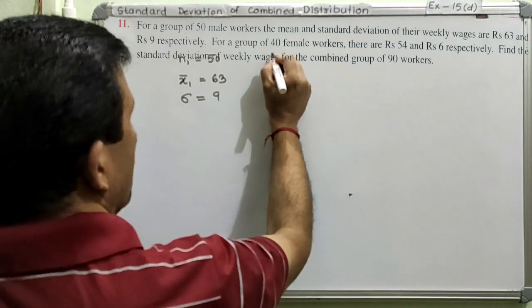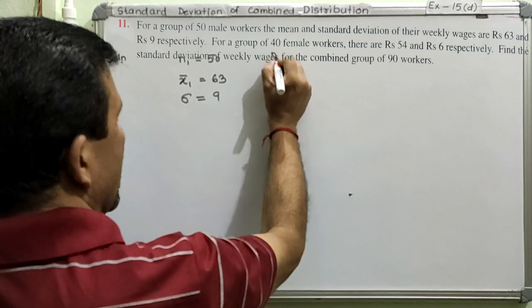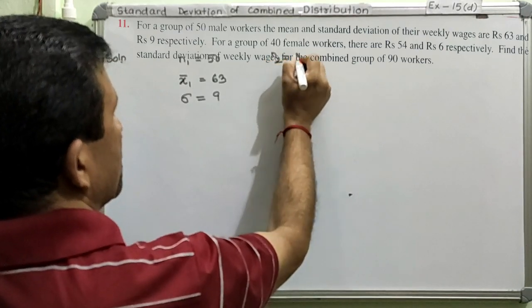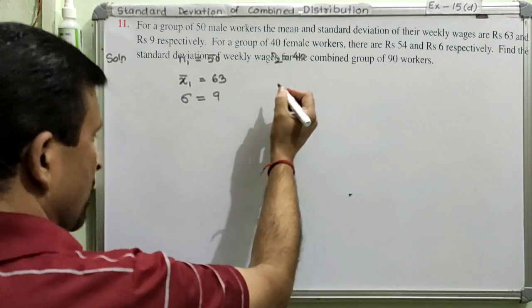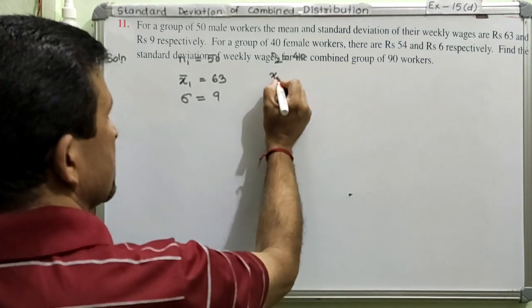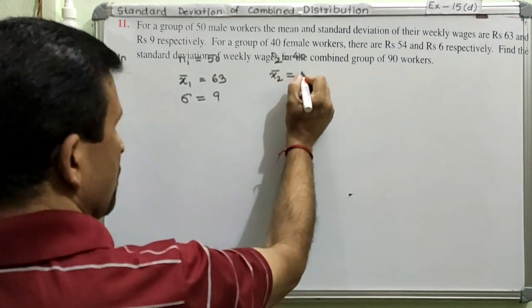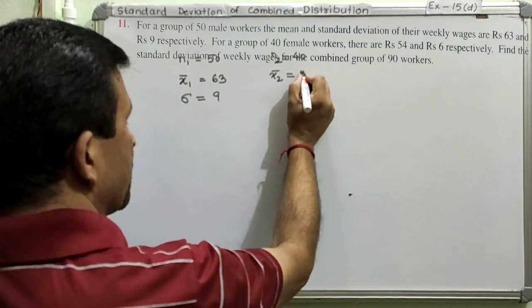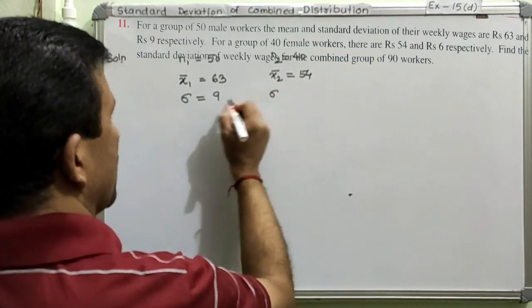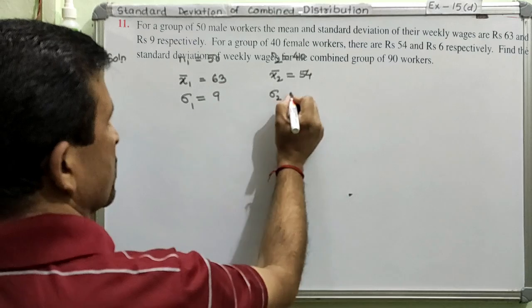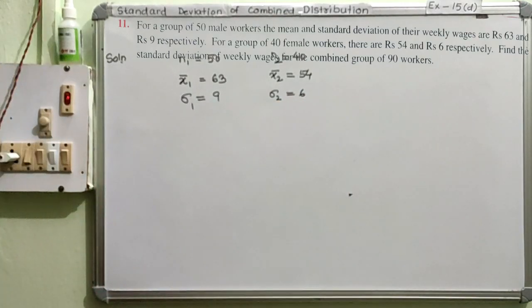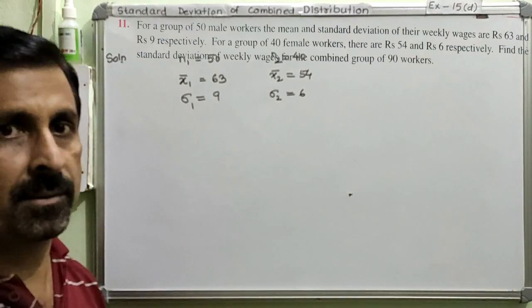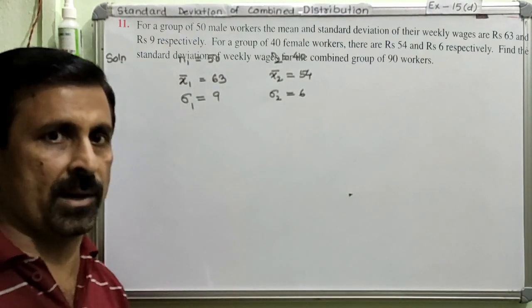We have another group of 40 women, so N2 is equal to 40, and the mean of this group is 54, and the standard deviation of this one, this is sigma 1, this is sigma 2, is equal to 6. Is it alright? Now we have to find out the standard deviation. So directly the question is to find out the standard deviation.